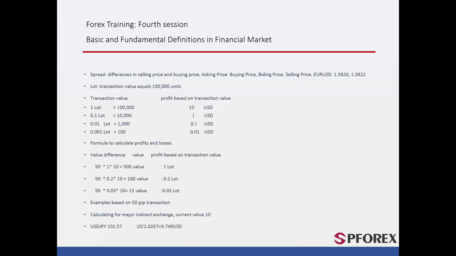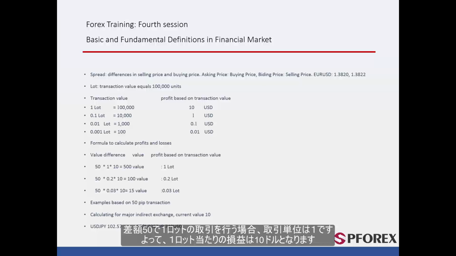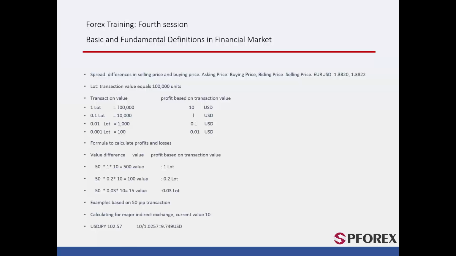Example 1. We are trading one lot. Our value difference is 50 and our size of transaction is 1 unit. Therefore, for every one lot we will gain or lose $10. Inserting the numbers into the formula, it looks like this: 50 times 1 times 10 equals 500.